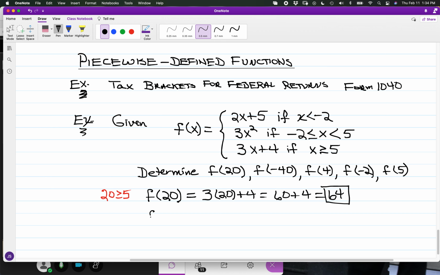And say for f of negative 40, in terms of which of the 3 expressions to use: negative 40 is more highly negative than negative 2, so negative 40 is less than negative 2. So we're going to use the 2x plus 5 part. So we have 2 times negative 40 plus 5, so we have negative 80 plus 5, which gives us negative 75.